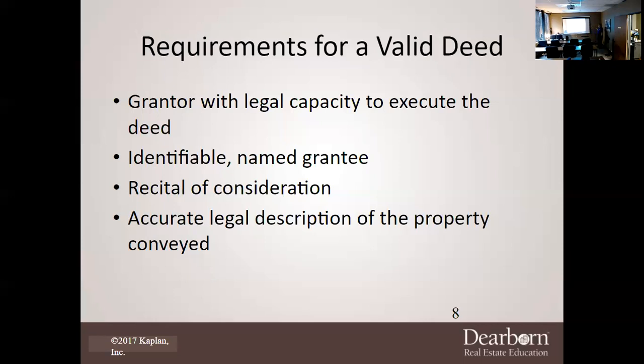Identifiable. Basically, you have to have the name of the grantee. So if Cody, you're giving Aiden your property, you have to state who you're giving it to. You can't just say, yeah, I give my property away. We have to have a designated person. Does that make sense? There also has to be, of course, consideration. We talked about that. There has to be consideration.